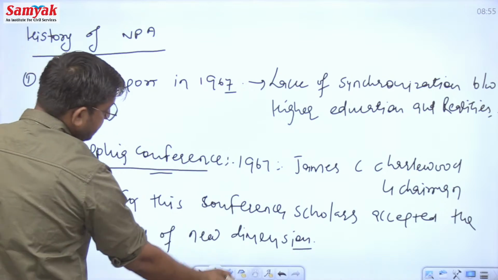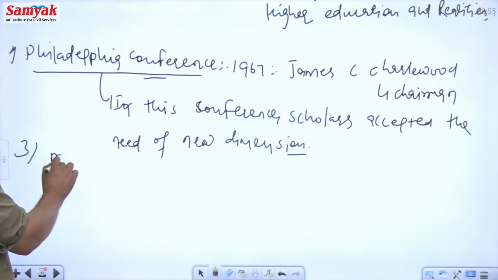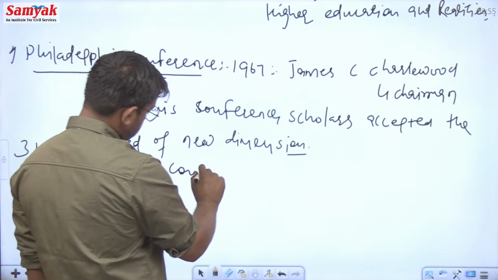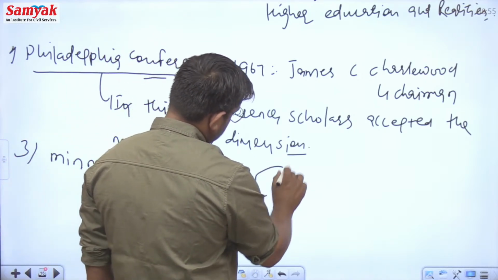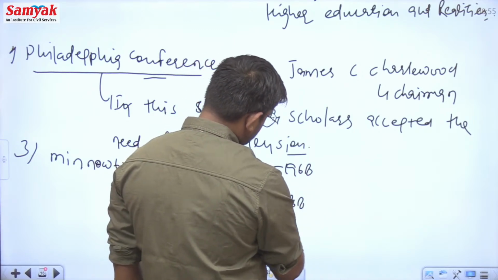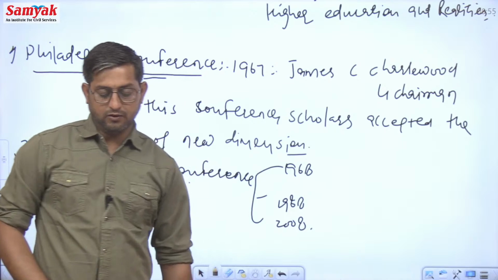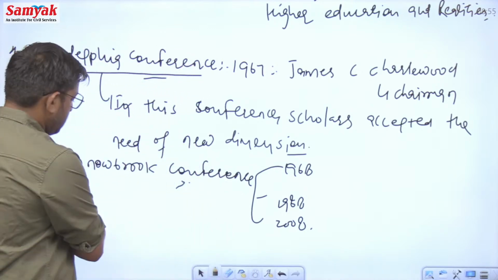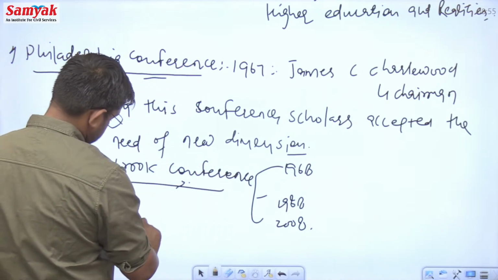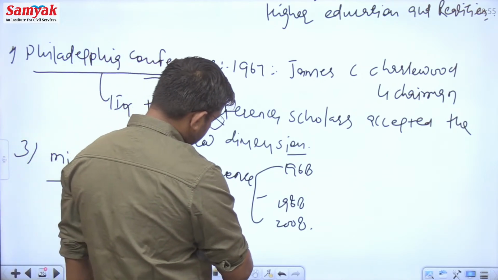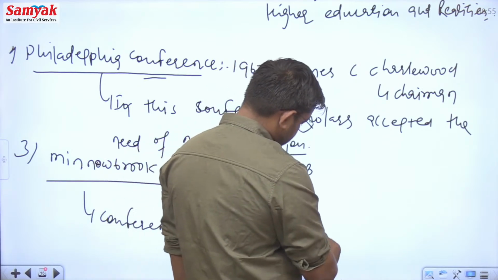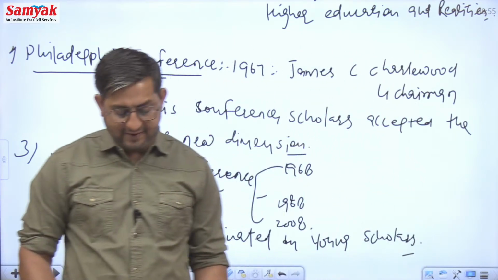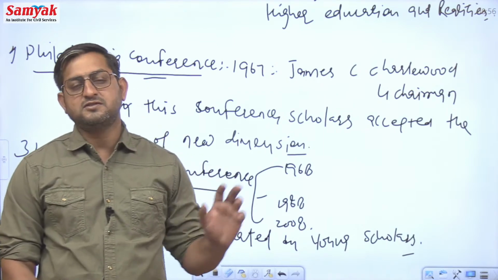सिमिलरली वी हैव वन मोर कॉन्फ्रेंस दैट इज नोन एज द मिन्नोब्रुक कॉन्फ्रेंस. तीन कॉन्फ्रेंस हुई है 1968 में, 88 में और 2008 में. ठीक है, तीन कॉन्फ्रेंस हुई है मिन्नोब्रुक के नाम से. इस मिन्नोब्रुक कॉन्फ्रेंस की खासियत क्या है? द कॉन्फ्रेंस डोमिनेटेड बाय यंग स्कॉलर्स. इसके अंदर पहली बार जो भी यंग क्राउड था वहां का that got collected and decided that we need to change the system of the public administration.